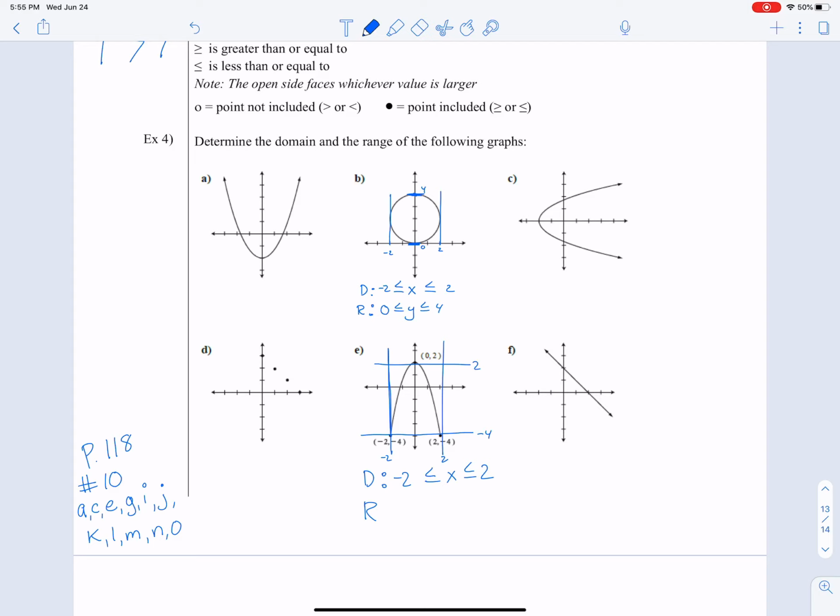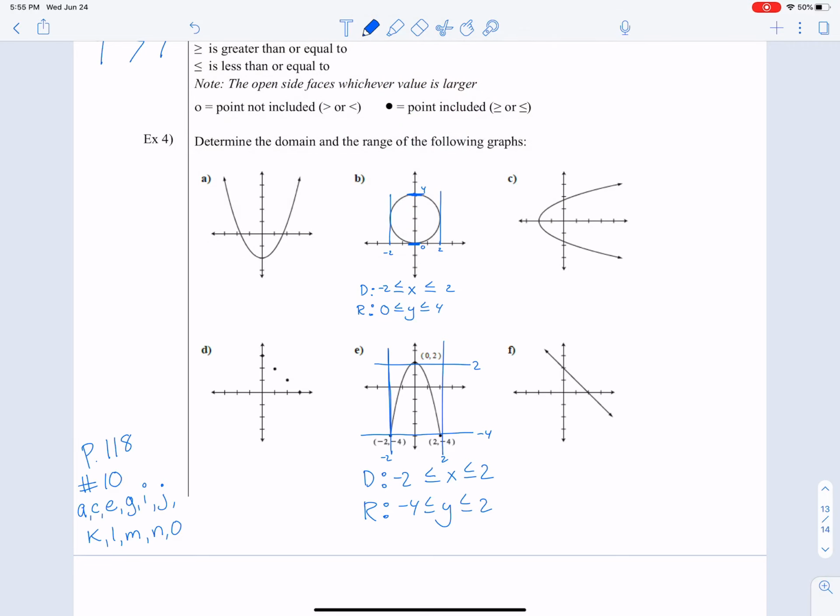Okay, so we're going to write -4, y, 2 on the top. Okay, so our highest points and our lowest points. All right. Next one I'll do is A.